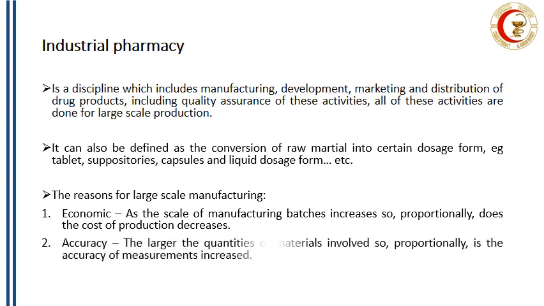The second reason is accuracy. The larger the quantity of materials involved, the more the accuracy of measurements proportionally increases. We have something called margin of error. Let's say about 2% of material, whether active pharmaceutical ingredients or other excipients, will be lost in the mixing process, no matter how sophisticated the mixing machines. Now, this 2% will have a greater impact when we have a smaller material.